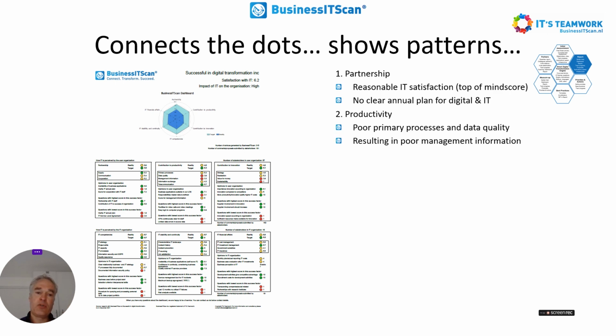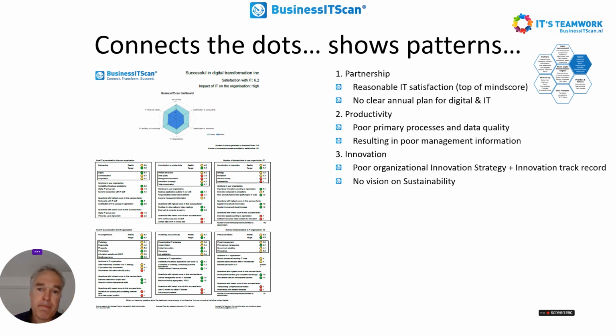For example, we see that in terms of the first, second, and third success factor, in many organizations there is a reasonable IT satisfaction, but there is no clear plan for innovating digital and IT.